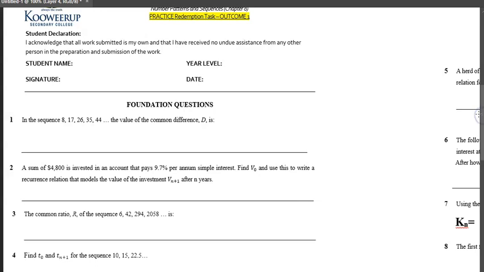The first question: in the sequence 8, 17, 26, 35, 44, the value of the common difference D is what? To get the common difference, we just grab any term that's not the first term and subtract the previous term. In this case, 17 take away 8 gives me an answer of 9. Just to make sure that this is the common case, let's take another term, 44, which is the 5th term, and subtract its previous term, 35. Again, this is 9. So our common difference in this case is 9.